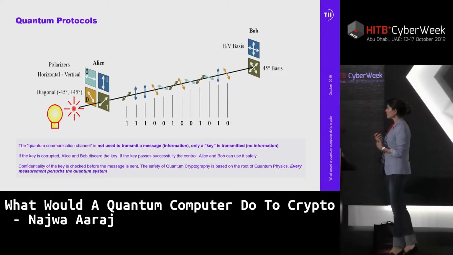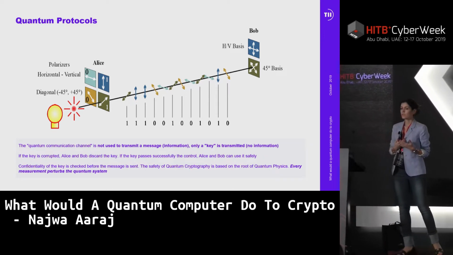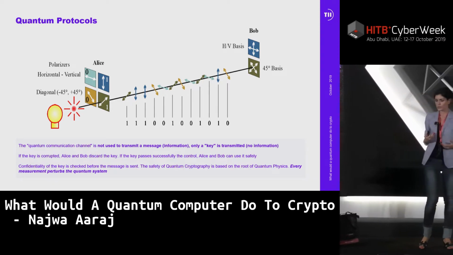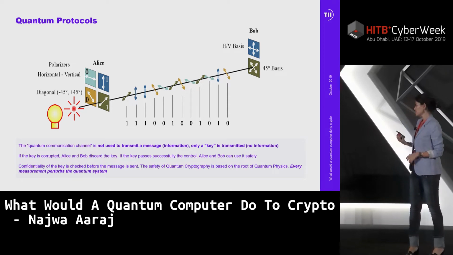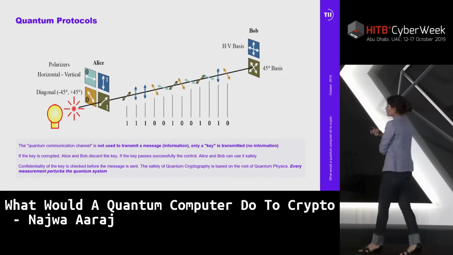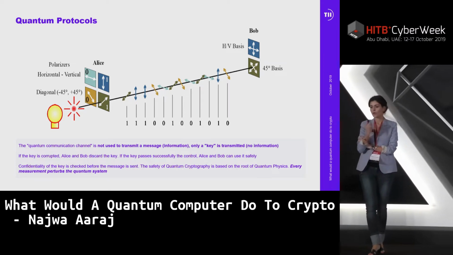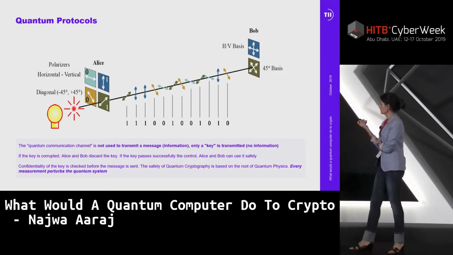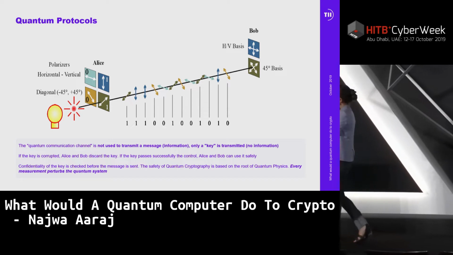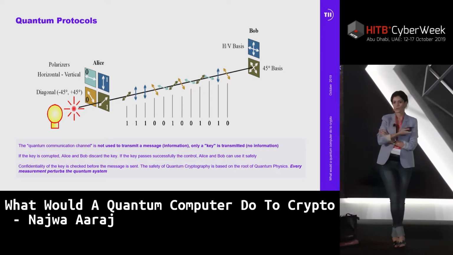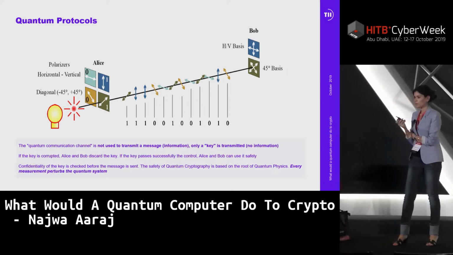So quantum protocols, what you hear about as quantum communication or quantum key distribution, have properties that can be used in order to transmit keys. It's not about transmitting a message. We use quantum channels in order to transmit keys, and then once those keys are transmitted, we can use symmetric crypto as we know it today in order to encrypt messages.